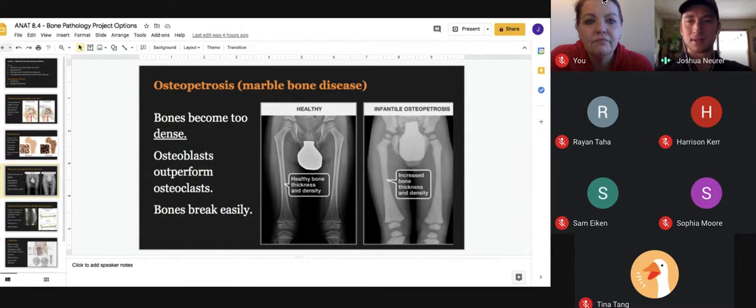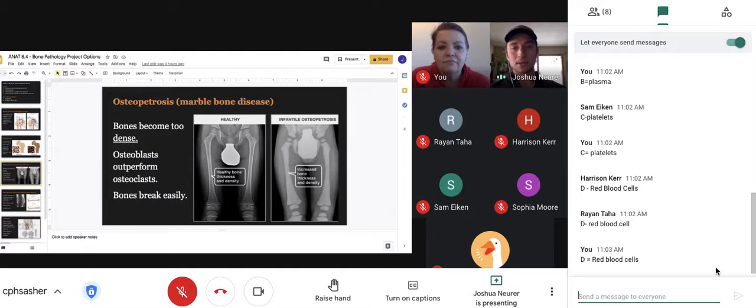Your bones, because they become so dense, it really throws things out of whack in terms of where minerals are deposited, where calcium's deposited, and the bones break really easily as a result.